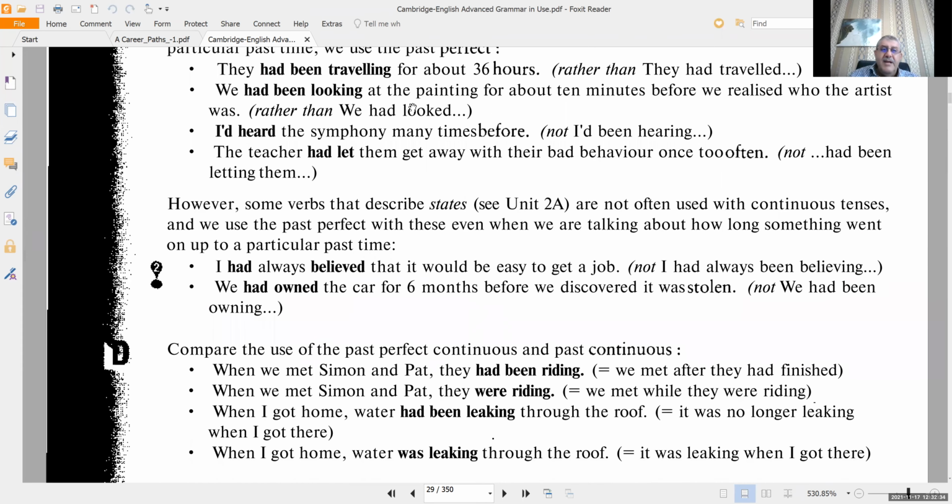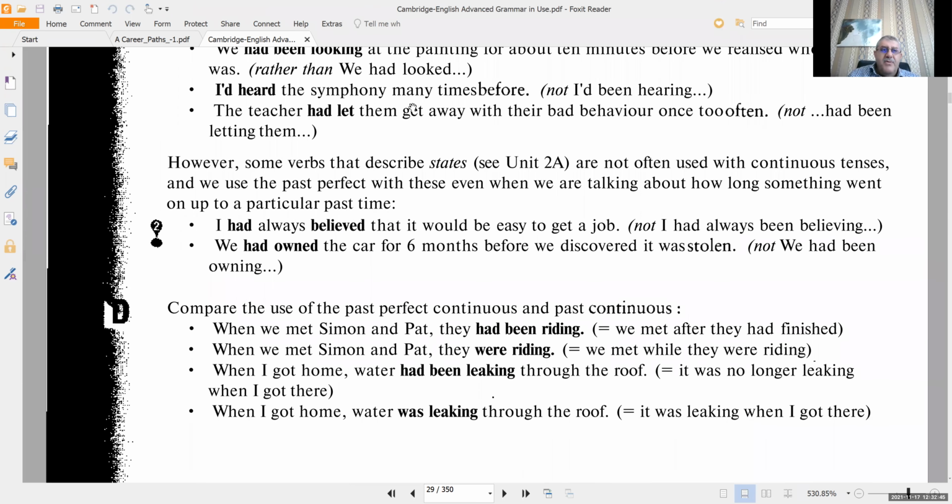أما إذا استخدمنا وقع وتم فنستخدم ماضي تام فقط. شوفوا هاي، إذن هنا، إلى دي، حننتقل إلى دي الجزئية الأخيرة.